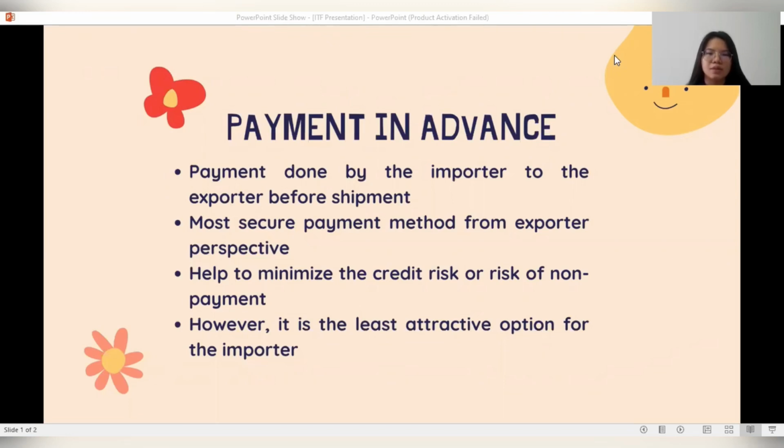Payment in advance is payment done by the importer to the exporter before shipment. This is the most secure payment method from the exporter's perspective because the exporter receives the funds in advance. It helps to minimize the credit risk or risk of non-payment. However, it is the least attractive option for the importer because it may create unfavorable cash flow. Also, the importer is concerned that the exporter may not send the goods after payment.